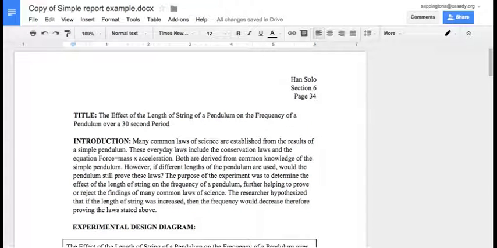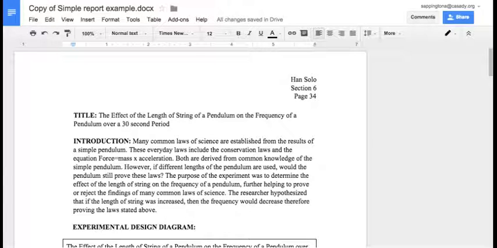All right, in this video, we're going to look at how to peer review a simple report and what to look for when you're peer reviewing your simple report. First thing is we're going through the simple report checklist.